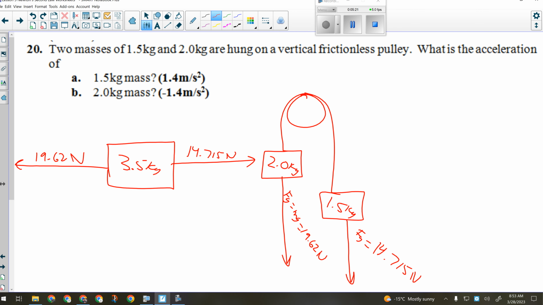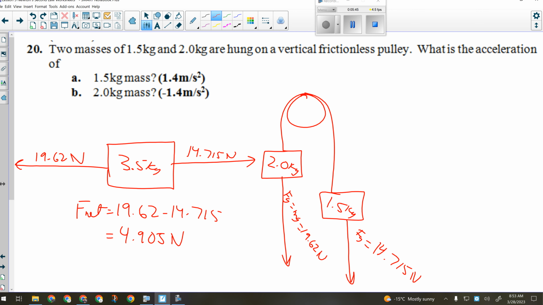Right, find the vector sum of the two forces. They're in direct opposition, so all I have to do is subtract, and that should be 4.905, right? So F net will be 19.62 minus 14.715, which should give me 4.905 newtons. Now that I know my net force, can I calculate the acceleration of the two masses?